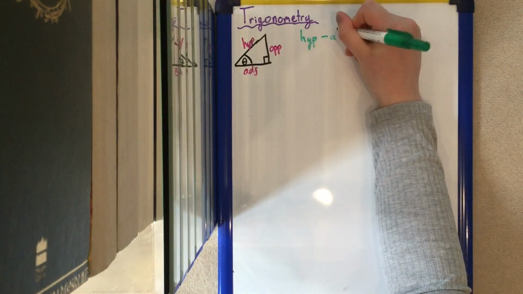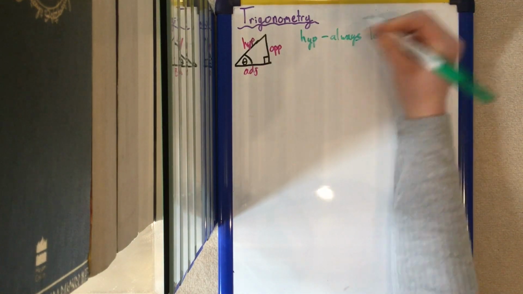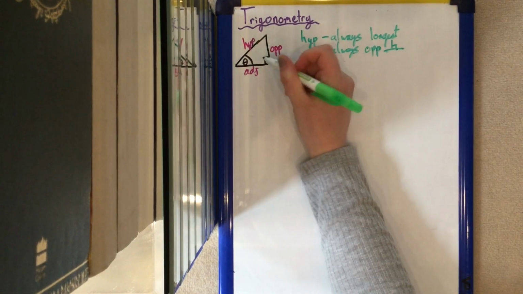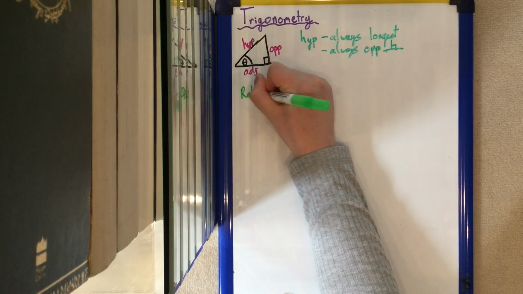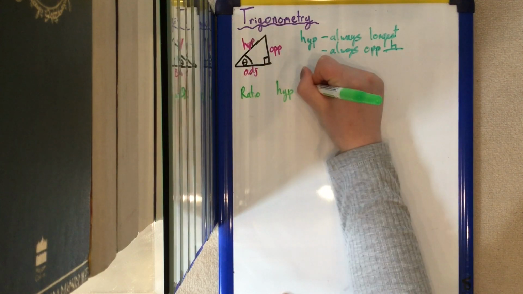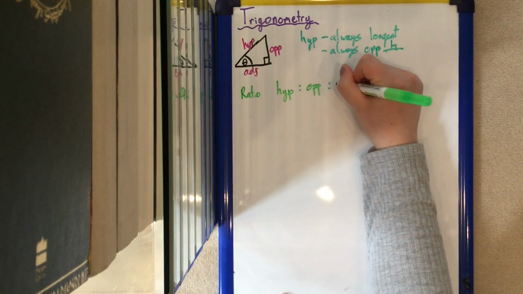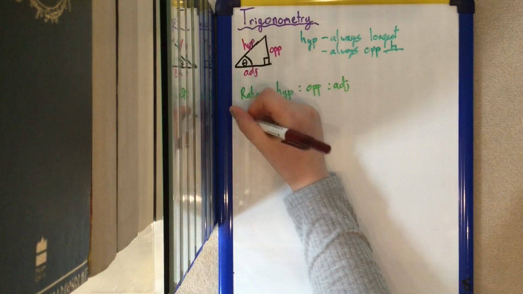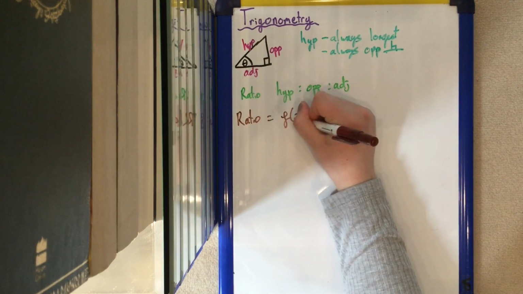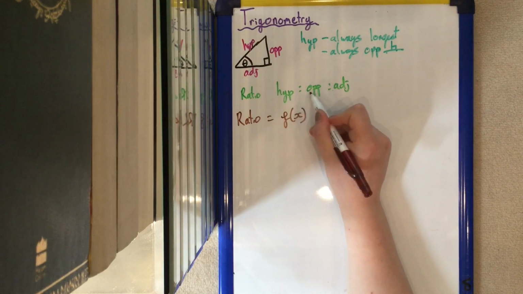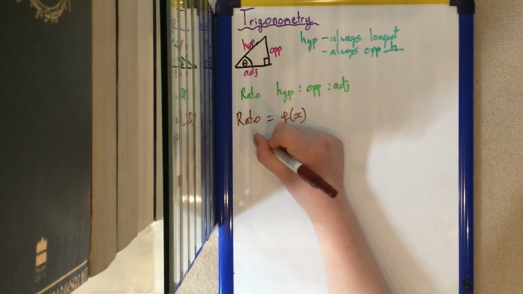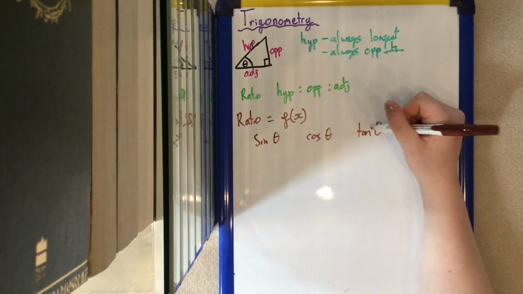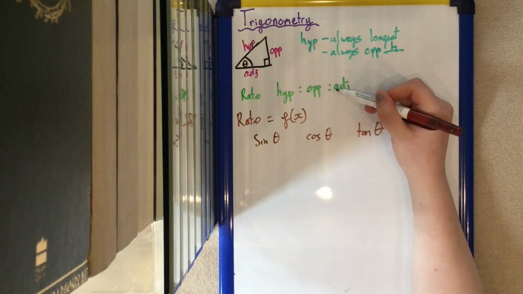The hypotenuse is always the longest side. It is also always opposite the right angle. Now, because we are using a right angle triangle, the ratio of the hypotenuse to the opposite side to the adjacent side is very dependent on theta and only on theta. We can express this ratio as a function of theta, and for each ratio of two sides we give it a special name, and these ratios are sine theta, cos theta and tan theta. Each of these expressions relates to the ratio between two of these sides.